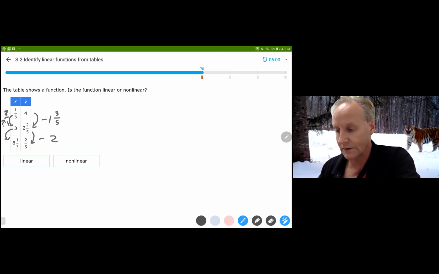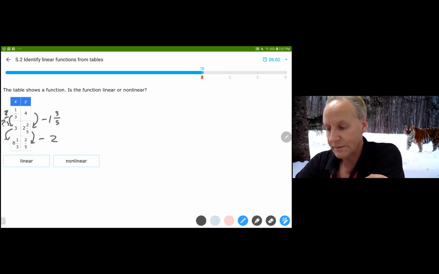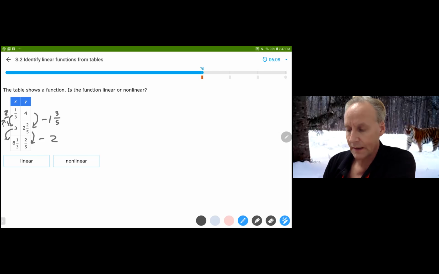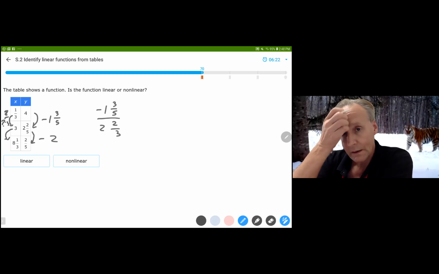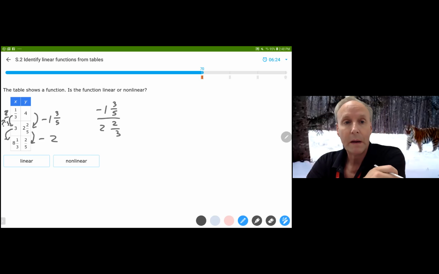Boy, it looks like they could be linear. I'm going to see if there's a way to tell easily. Doesn't look like it. I can't think of any other way to do this. So I'm going to go with negative 1 3/5 over, I believe it was 2 2/3. It's hard to see. By the way, this is about as ugly a fraction as I've ever seen.